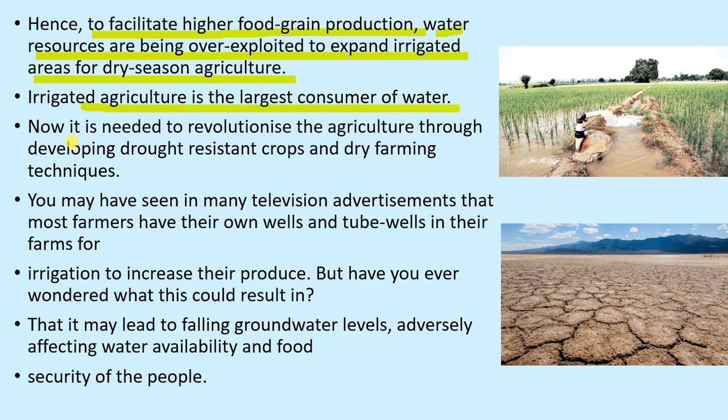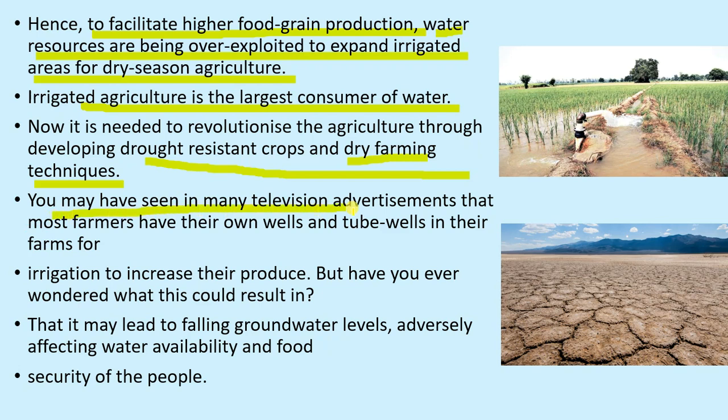Now, it is needed to revolutionize agriculture through developing drought resistant crops and dry farming techniques. As we are slowly, day by day, facing the water scarcity problem, we need to adopt some strategies and techniques which can help to have dry farming, where we need least irrigation.